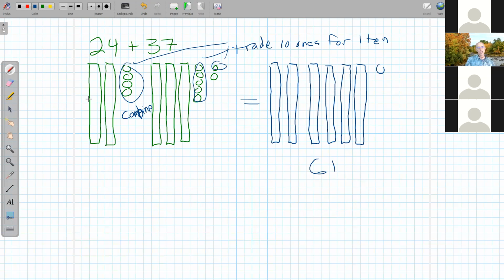And eventually we're going to connect this to an algorithm. So let's do the connection to an algorithm. So the stuff I did in blue and green, that's a model. I'm just saying addition means to combine and count, but I got to do a little trading in. Sometimes the counting is a little complicated. Connect to an algorithm like our standard one, 24 plus 37.